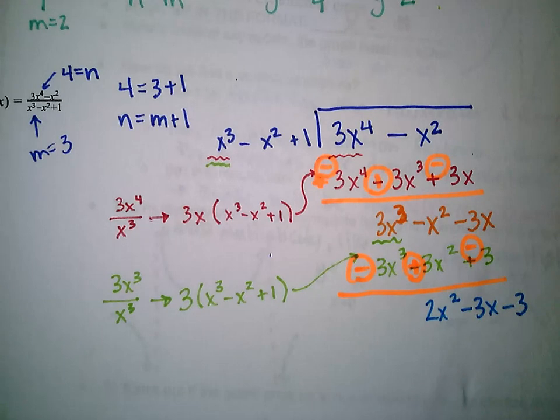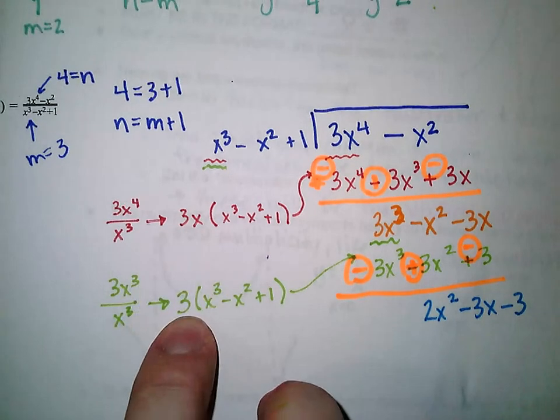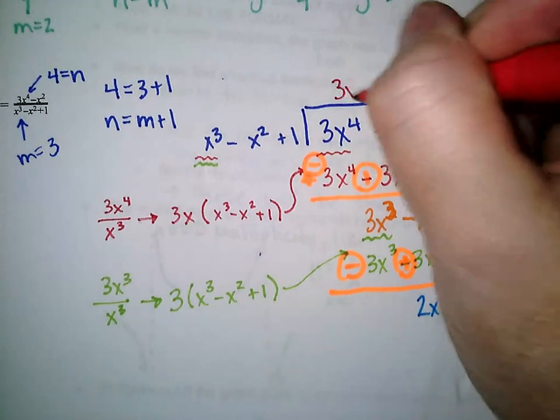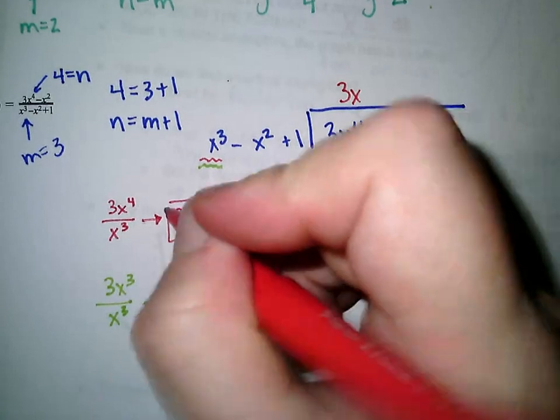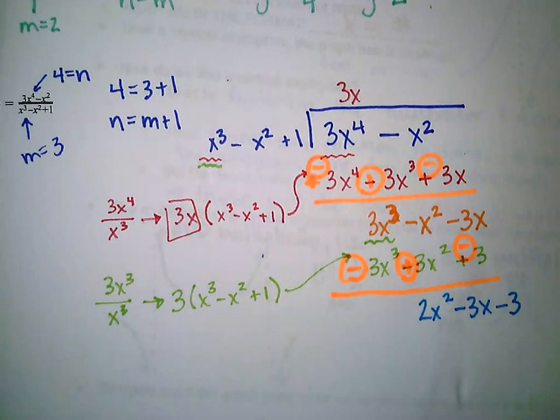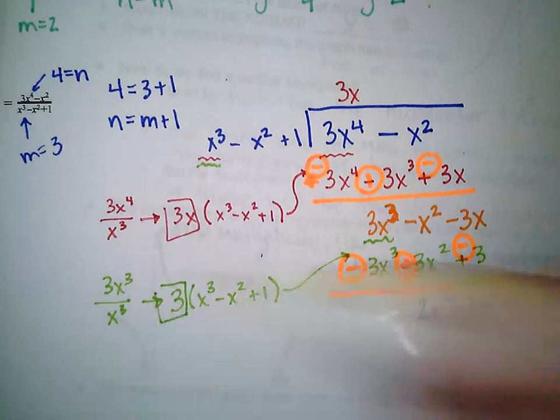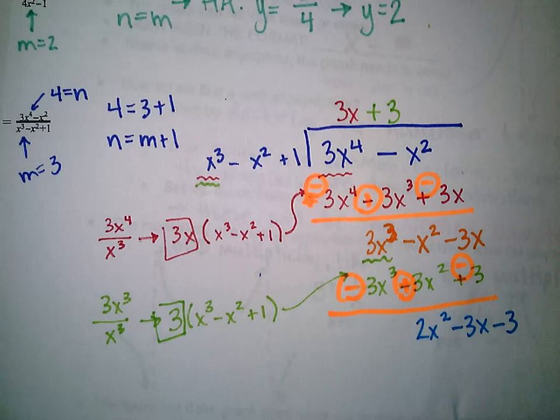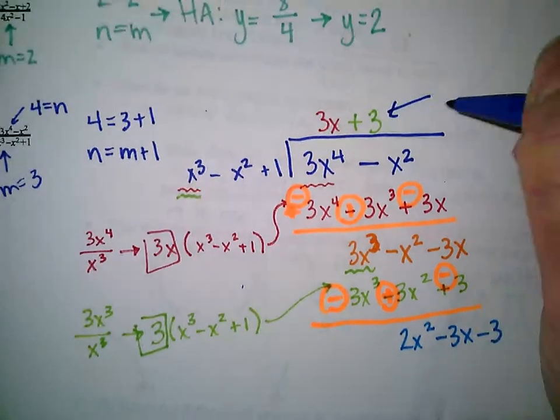Now, I already have my oblique asymptote. You just don't see it yet. Because as I'm going, the oblique asymptote is collecting by what I got here. So up at the top, I would put this 3x up here. So 3x, this is part of my oblique asymptote. And then this is also part of my oblique asymptote. So 3x plus 3, and that's it right there, guys. It's y equals 3x plus 3.